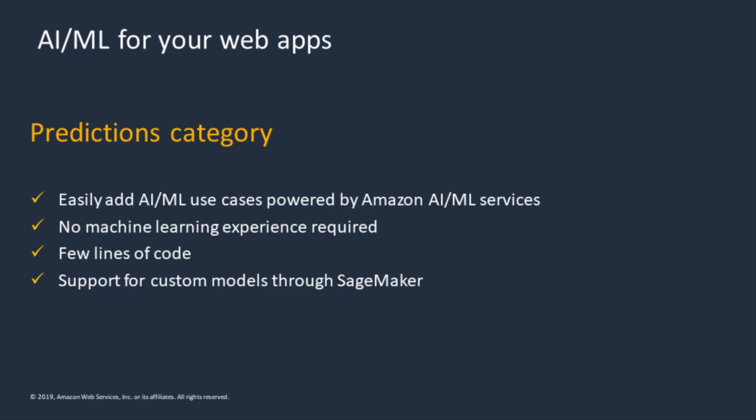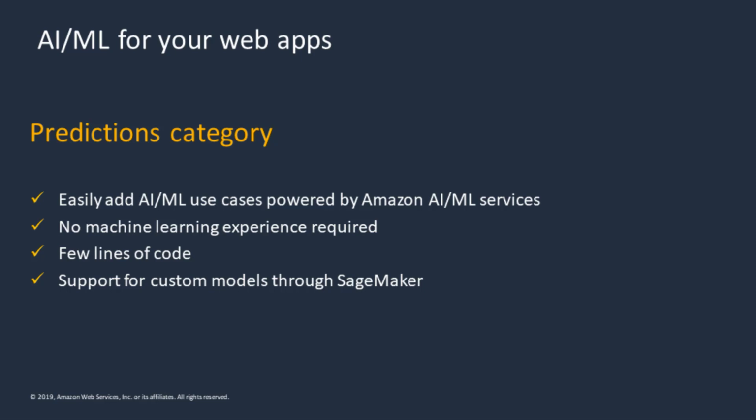And of course, you don't need any machine learning experience to use the predictions category. If you've never done AI/ML ever, you don't need to learn any new concepts. And in Amplify today, the support for SageMaker is through you providing a SageMaker endpoint. So if you already have a SageMaker endpoint, you can provide that in the CLI, and then make an API call to the hosted model in SageMaker, and you're able to make inference that way.